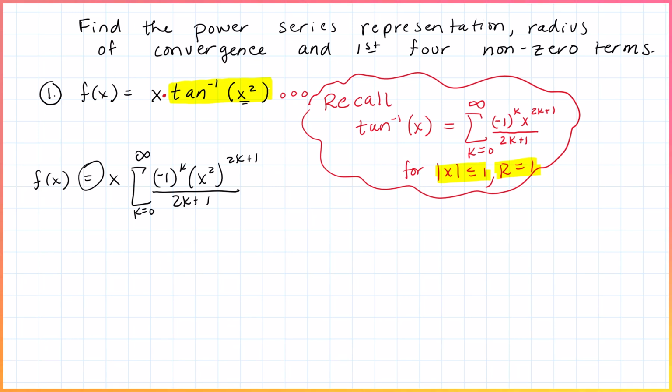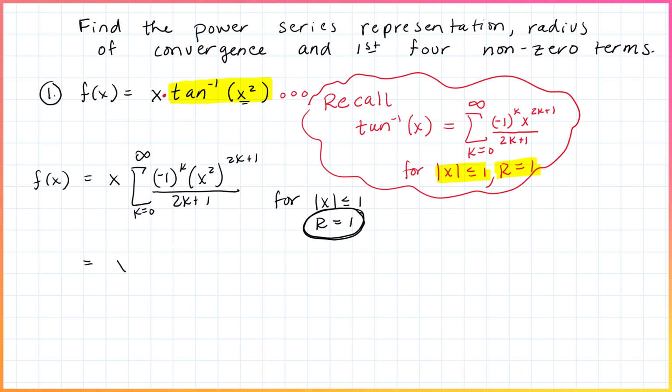And this equality is going to be true for, let's write it over here, for the absolute value of x less than or equal to 1. Or another way of saying that is the radius of convergence is equal to 1. So I'll go ahead and write that. So let's keep going. This is kind of messy. We don't want to leave it in this form.